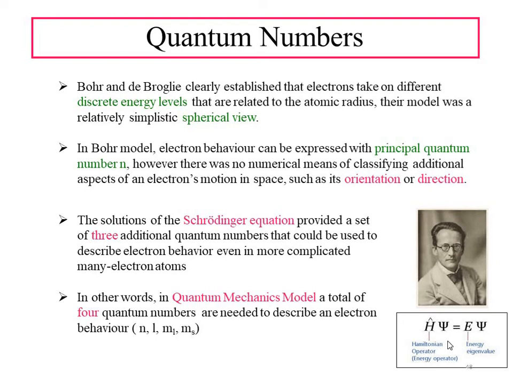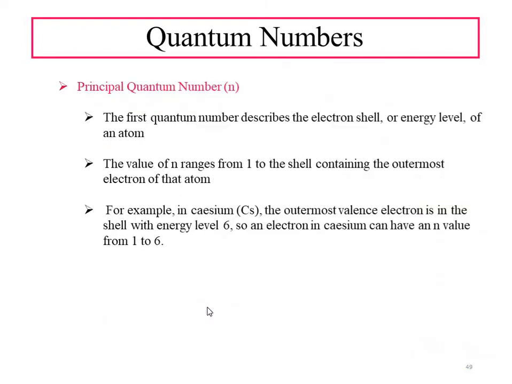Just keep in mind what is meant by the Schrodinger equation. It is the basis of our quantum mechanics model. In Bohr's model there was only the principal quantum number, but in the quantum mechanics model there are 4 quantum numbers: N, L, ML and MS. Let us see one by one what these quantum numbers represent.